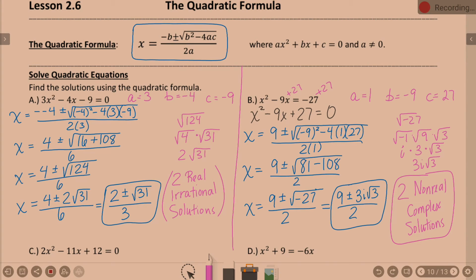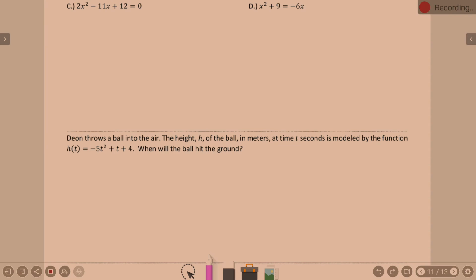Okay. Ready for C? Do you know enough to stay ahead of me on C? Maybe get all the way to the end? Try. Okay. What about your ABCs? Are they there already? Yes. My equation already equals 0. A is 2, B is negative 11, and C is 12. You're filling in your equation, right?